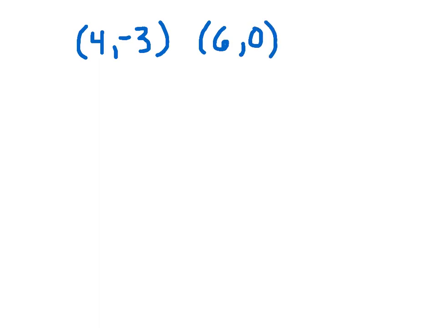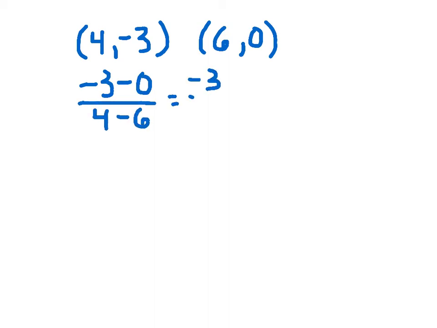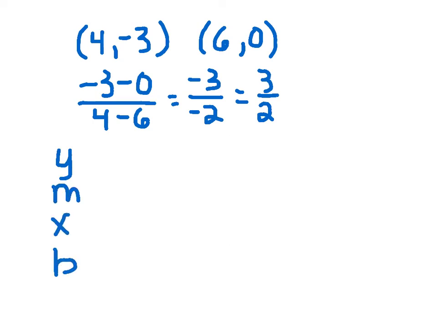So if I compute the slope, it doesn't really matter which way I go, I'm going to say negative 3 minus 0 over 4 minus 6. So that gives me negative 3 over negative 2, or a slope of 3 over 2. I want to show you this because there are some things you should know about computing with fractions.